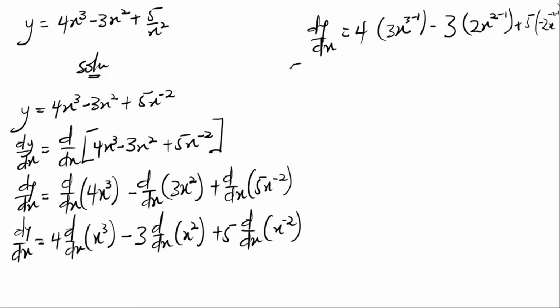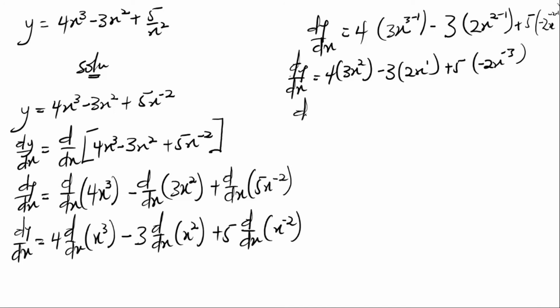So let me rewrite all of this so that you can see it very well. So I'm rewriting everything over here. So we have 4 into bracket 3x. Let me simplify this. This becomes squared, then minus 3 into bracket 2x. This becomes just 1. Then plus 5 into bracket negative 2x. This becomes what? Negative 3 over here. So from here we can just simply do the multiplication, and then we get our answer. So we get 4 multiplied by 3, we get 12x squared, then minus 6x. Then this becomes what? Minus 5 multiplied by negative 2 becomes negative 10 x raised to the power negative 3.